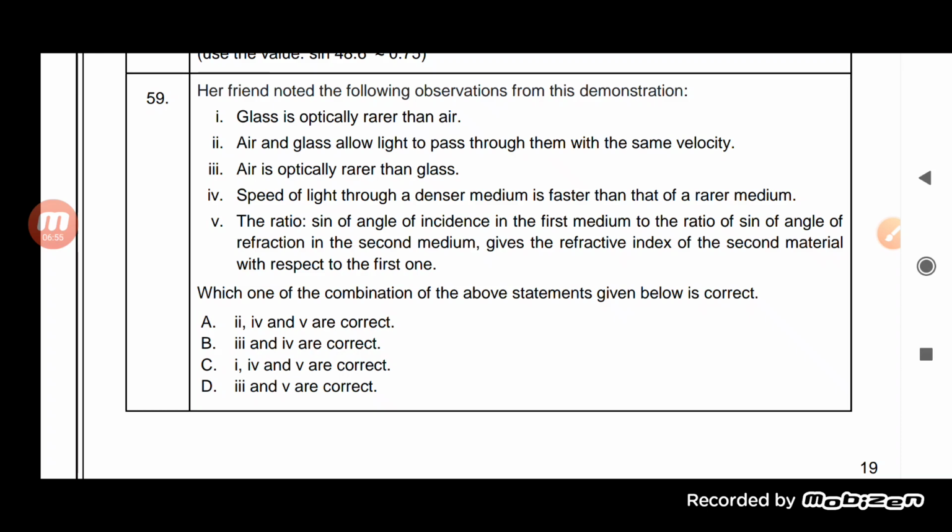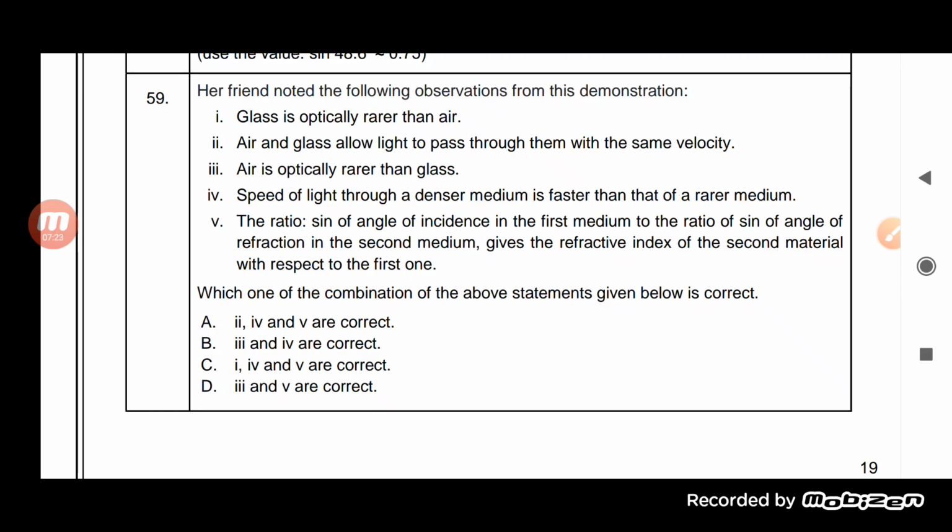Air and glass allow light to pass through them with the same velocity. Air is optically rarer than glass. Speed of the light through a denser medium is faster than that of the rarer medium. So glass is optically rarer than air. This is a wrong statement, student. Okay, glass is not optically rarer.